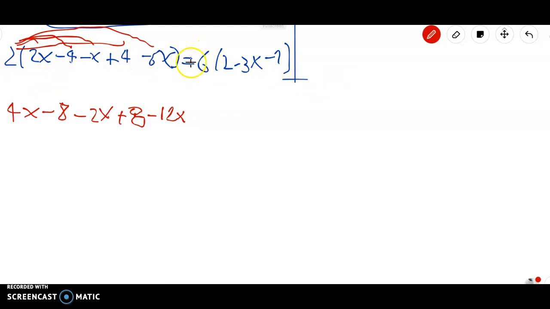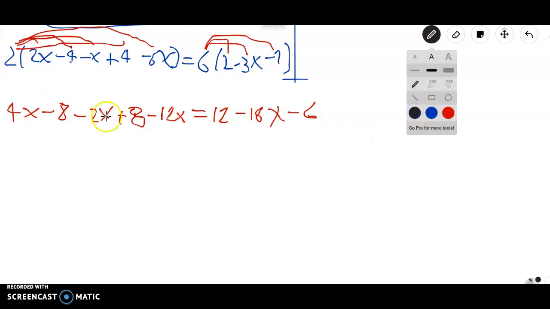Minus 12x equals 6 times 2, distributive property again, 6 times minus 3, and 6 times minus 1. So it will be 6 times 2 makes 12, minus 6 times 3 minus 18x. And 6 times minus 1 minus 6. Okay? So now, in the next step, we are going to organize.